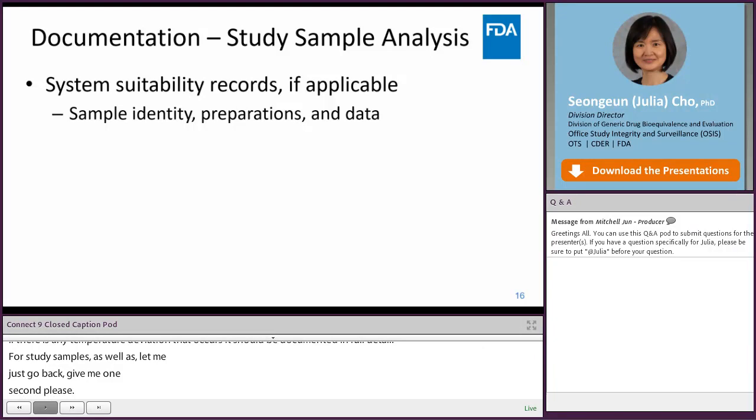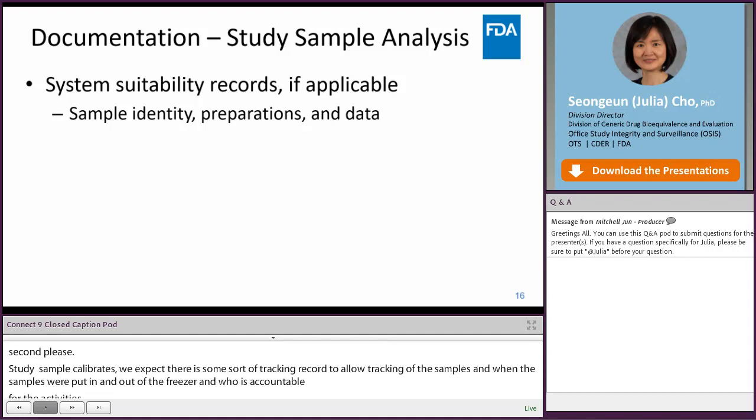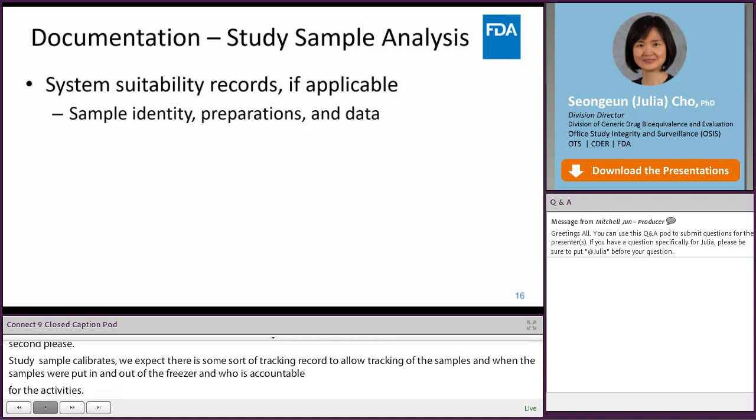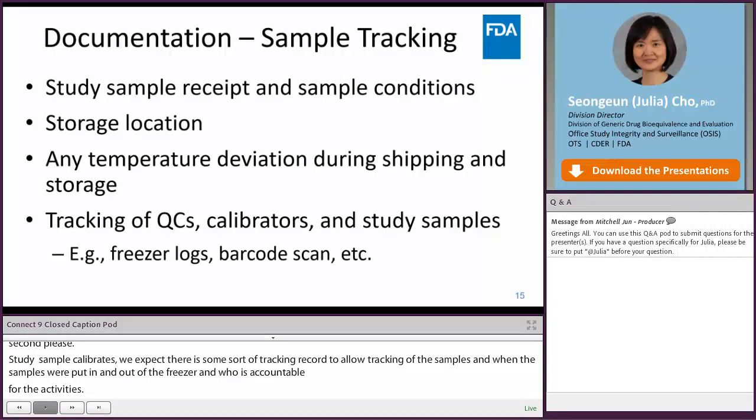For study samples as well as QC and calibrators, we expect some sort of tracking record to allow tracking of those samples, when and which samples were in and out of the freezer, and who was accountable for the activity. This will be important and helpful to track how many times samples were frozen and thawed and how long they were sitting on the bench top. And this will ensure that samples are analyzed within the stability period.